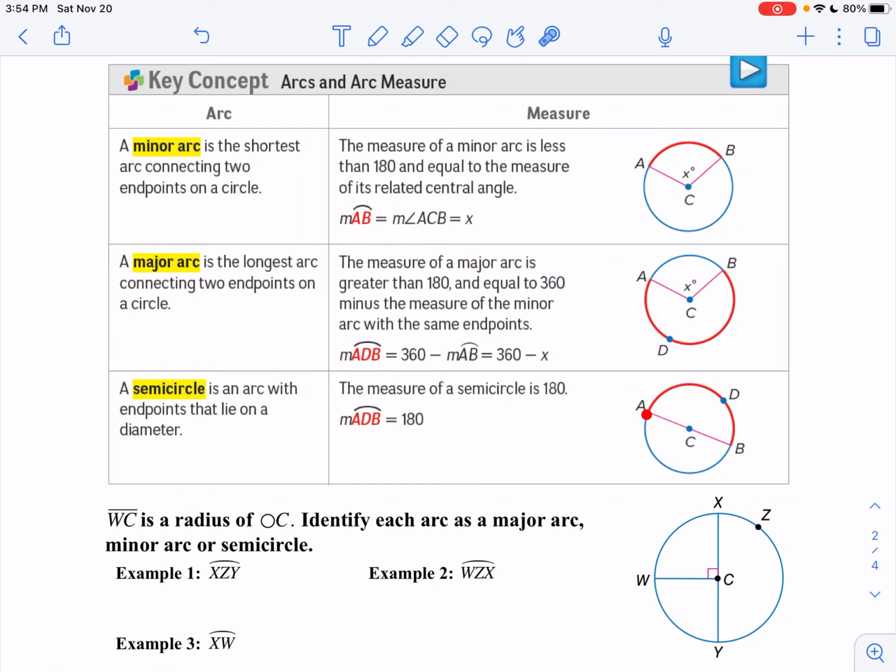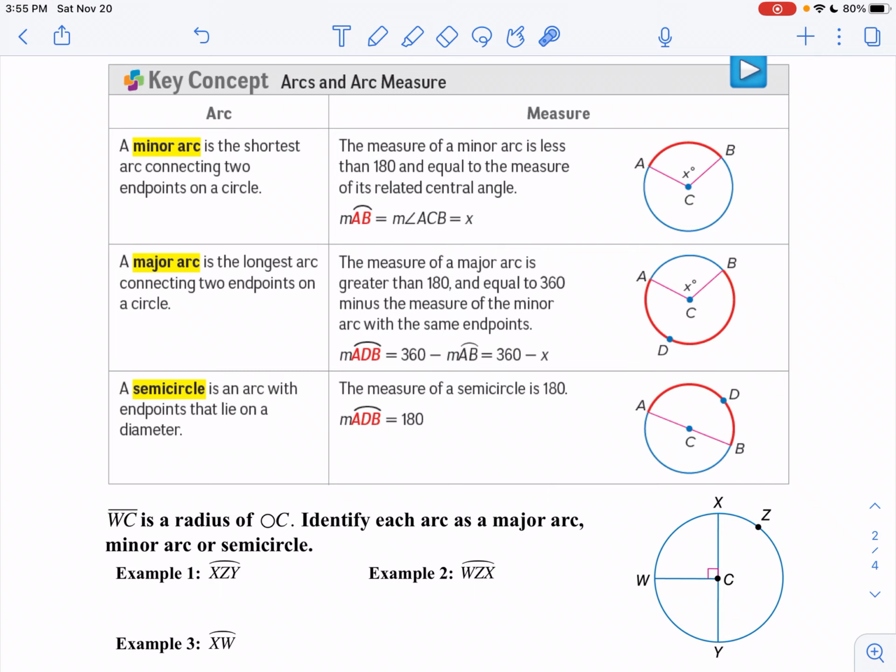We usually use three letters to talk about it. Now, if I look at a minor arc, that's going to be less than a semicircle. And if I just state two letters, I'm going to say it's a minor arc, because the question is, if I say arc AB, am I talking about the minor arc from A to B or the major arc from A to B? Well, always assume you're going to talk about the minor arc, because we'll put a third letter in for the major arc, like ADB, like we have here. So anything bigger than 180 degrees is a major arc.